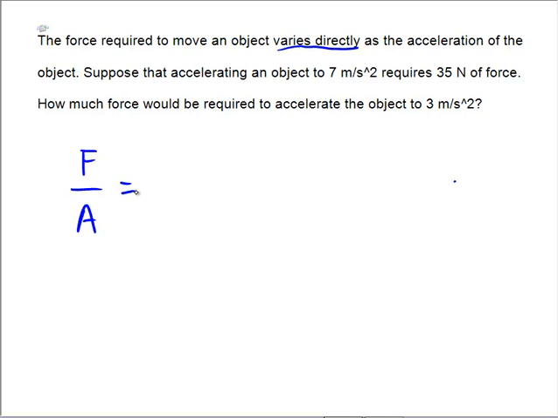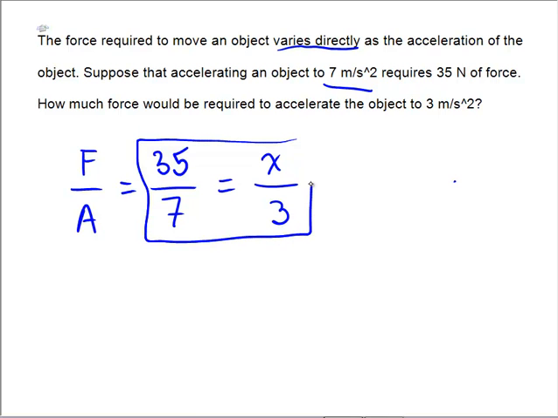So then it says that accelerating an object to 7 meters per second squared involves 35 newtons of force. So I have the force over the acceleration. Then it says how much force, so an unknown, would be required to accelerate an object to 3 meters per second squared. So again, I'm keeping the 3 on the bottom related to the acceleration, and the x as an unknown on the top as related to force. And what this yields is a proportion, ratio equals ratio.